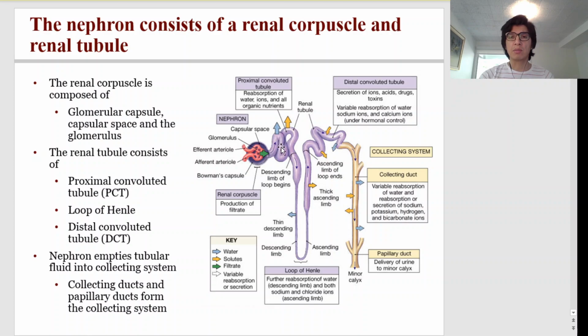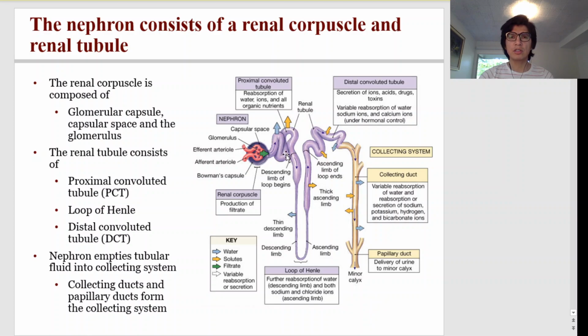This will lead to the proximal convoluted tubule, the nephron loop, the distal convoluted tubule, eventually to the collecting ducts, this portion of the conducting system. The collecting ducts will lead to the papillary duct and eventually to the minor calyx. And from the minor to the major to the renal pelvis to the ureter, bladder, urethra, and the exterior environment.